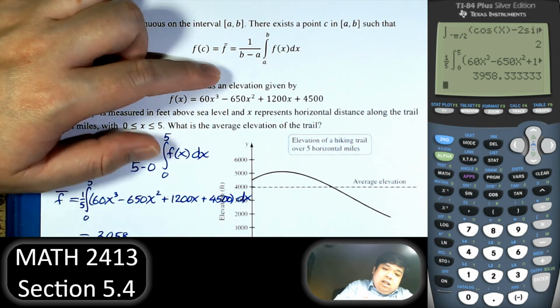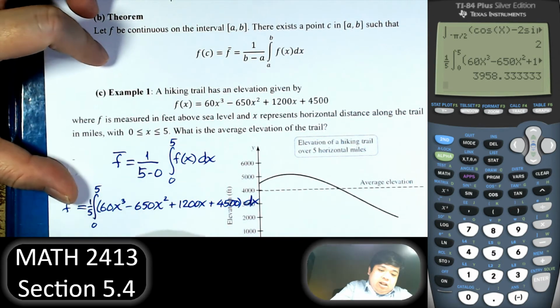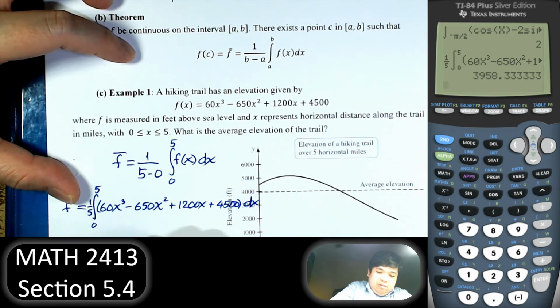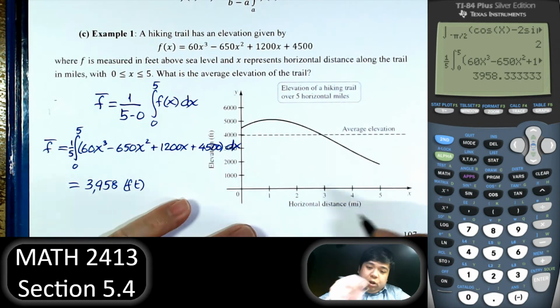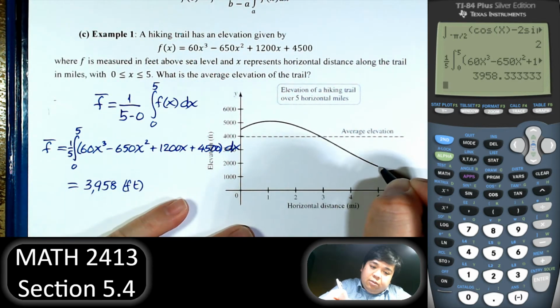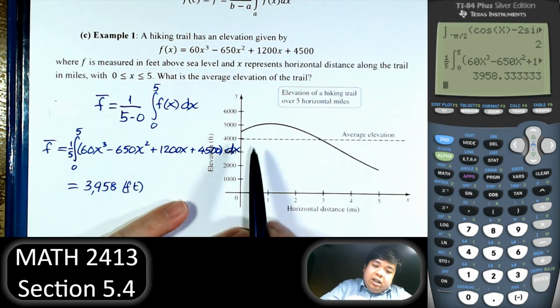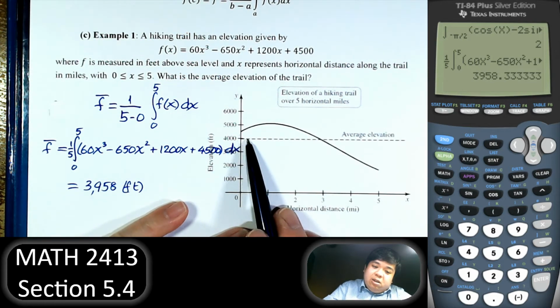Alright, and I have about 3,958. This is in feet. So the average height is about that much. If this is the function, the average height is about that much.